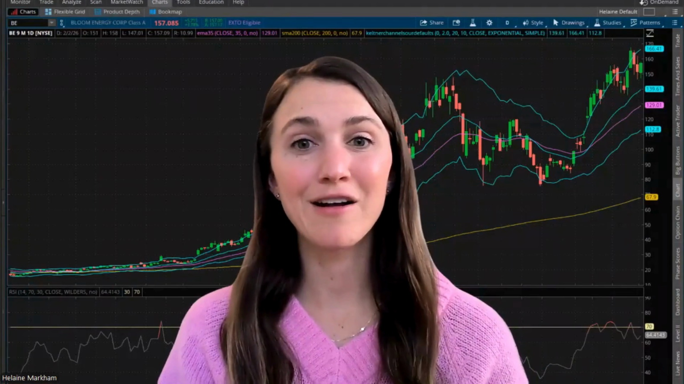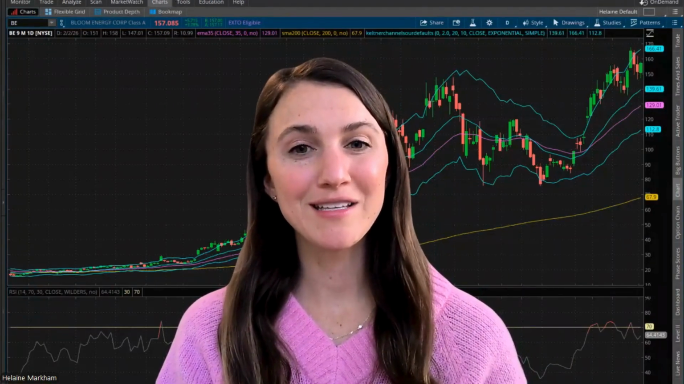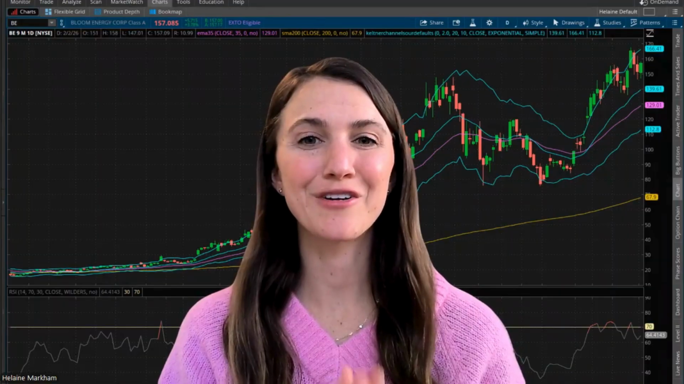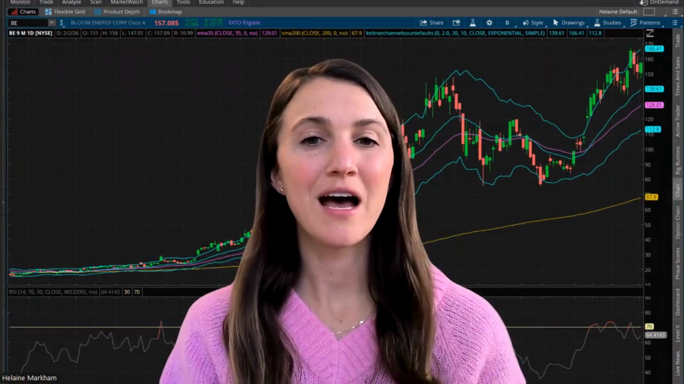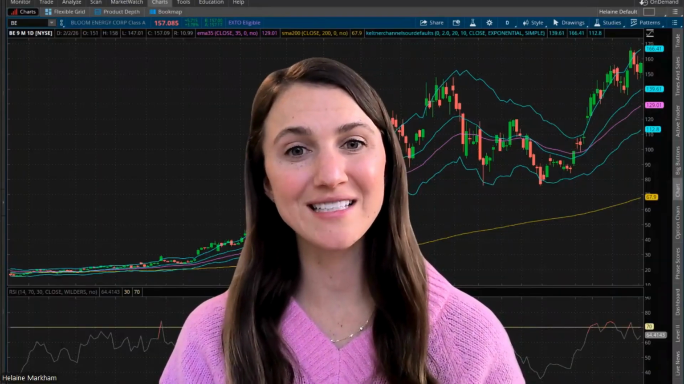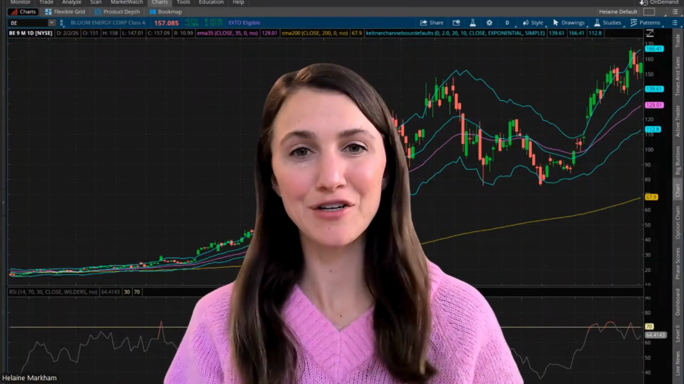I want to be riding it on the way up. So that's why it's important. I want to make sure the stock is not currently overbought. How do I do that? I'm going to look at one indicator. It's RSI. This is one that you can easily add onto Robinhood.